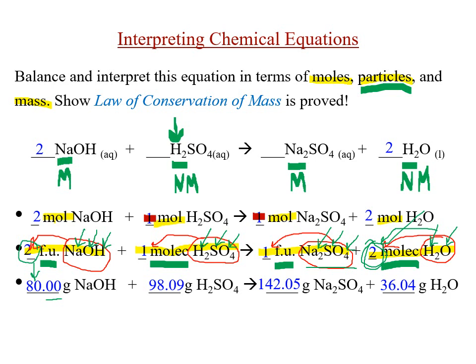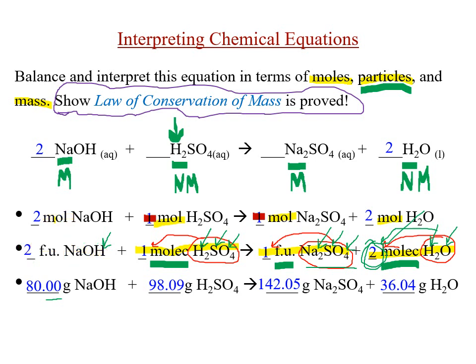Now don't skip the last step. A lot of people can tend to skip that. Look up here. It says show the law of conservation of mass is proved. Don't skip that step even if the book doesn't remind you. That's when we add up our products and our reactants. I'm going to do some erasing here because I got a lot of writing on this screen to help us focus on what we're doing last.